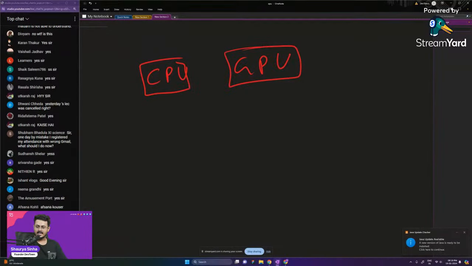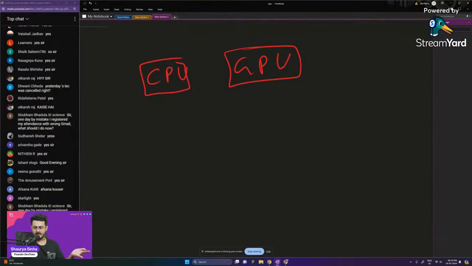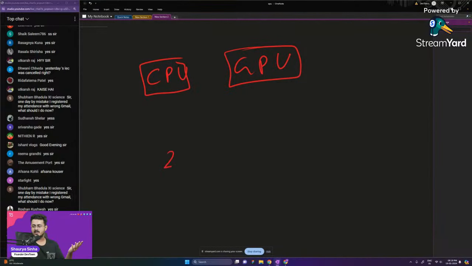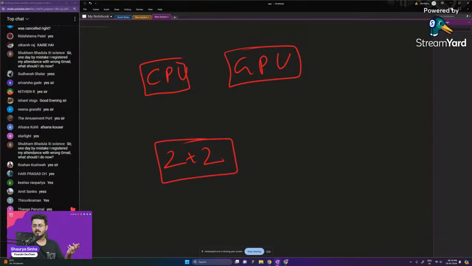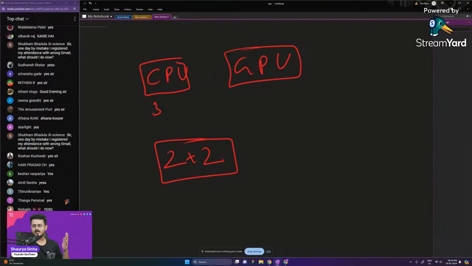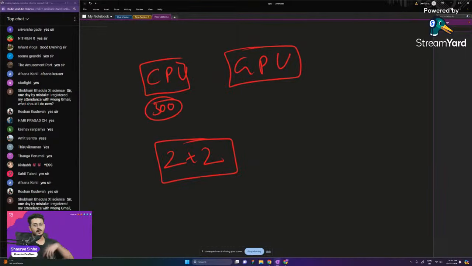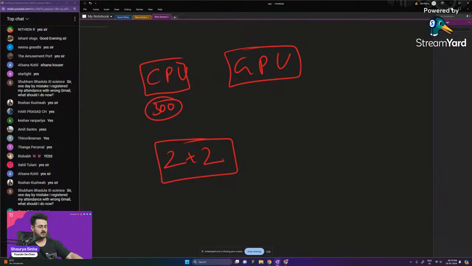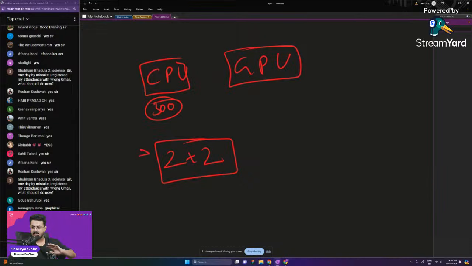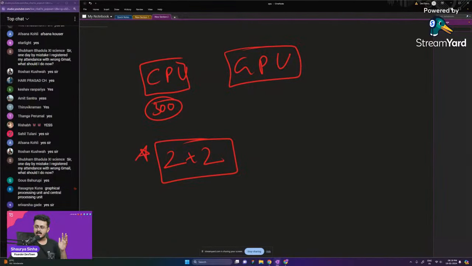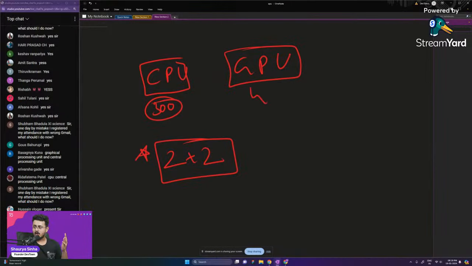So any kind of computation that you need to do, let's assume 2 plus 2. This is the computation that we need to do. Now, how is a CPU built? It can do somewhere around 300 computations very fast, in parallel, like 2 plus 2, very fast, guys. But a GPU can handle more than 4,000 or even 5,000 computations such as this, smaller computations, a little bit slower, but all at once.